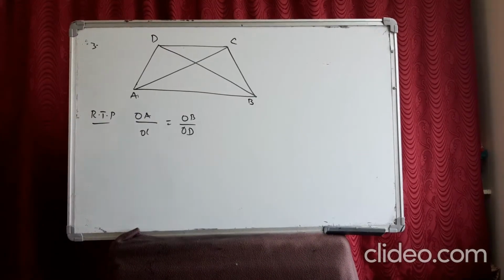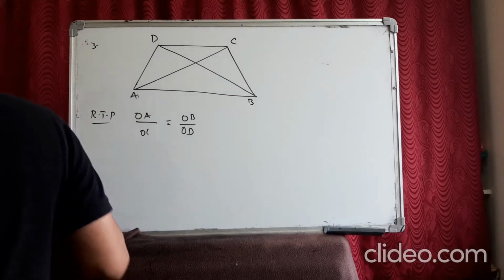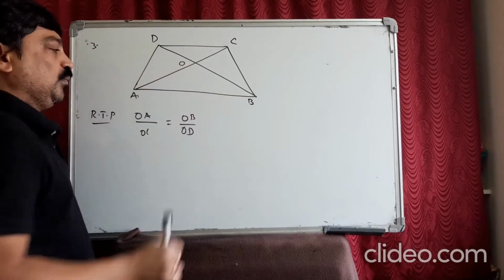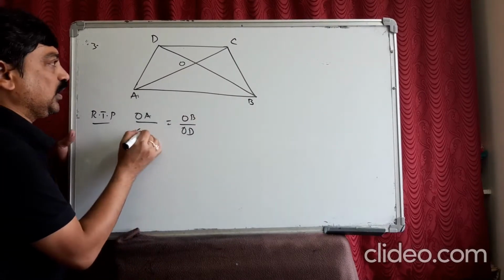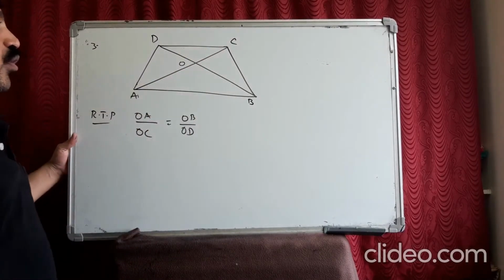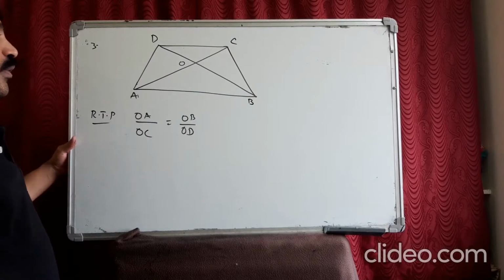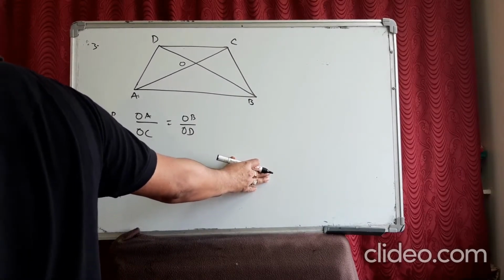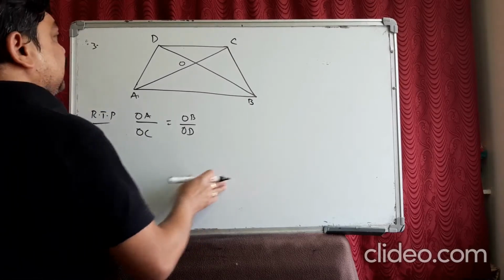See, in the 3rd question, you are given a trapezium here. Diagonals AC and BD of a trapezium are intersecting at a point O. You are asked to prove that OA by OC is equal to OB by OD, using similarity criteria.